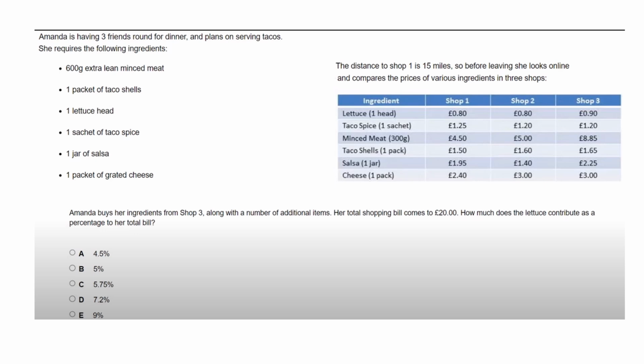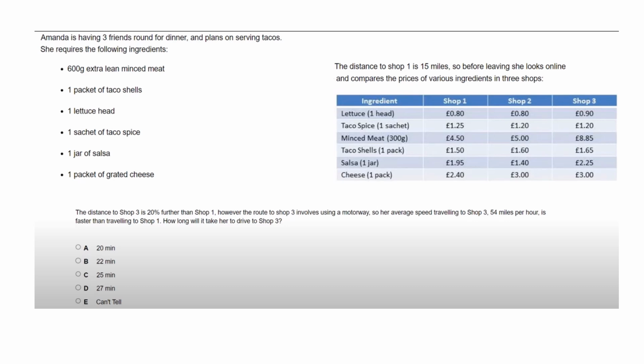Okay, so the answer for that one. A, yeah, because it's 90 pence for a lettuce in that shop, and you just want 90 pence as a fraction of £20. So that comes out as 4.5%. And again, you could do that in your head, or you can say, right, I don't want to risk that, I can just do it with the calculator. But that was a straightforward question, so relatively quick. Whereas this one's more interesting.